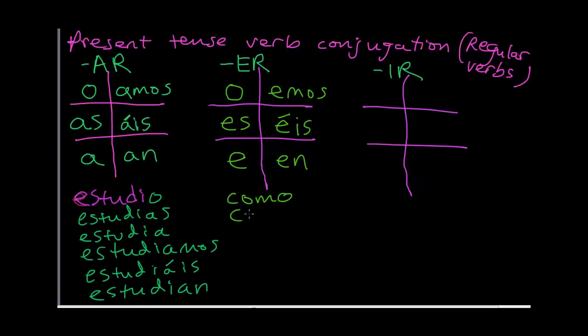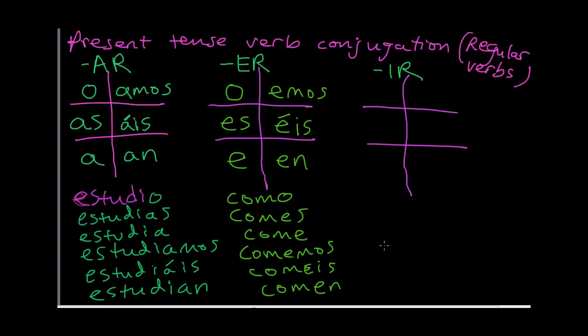So that's plugging in the endings. We can write them all out. Yo como, tú comes, él, ella, usted come. Nosotros comemos, vosotros coméis, and ellos comen. They eat is ellos comen.